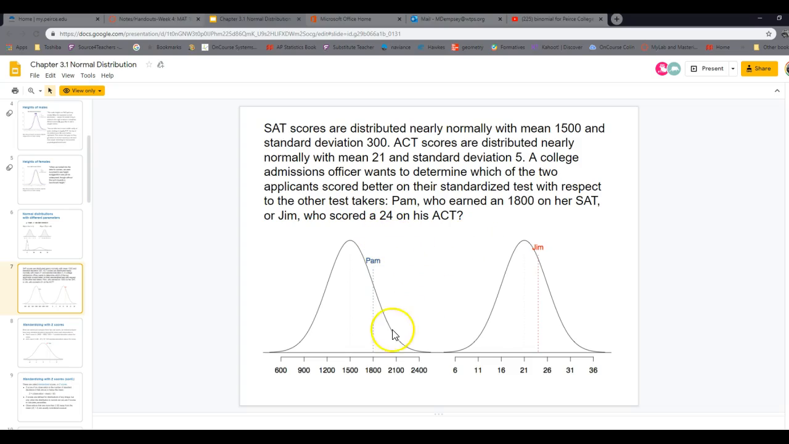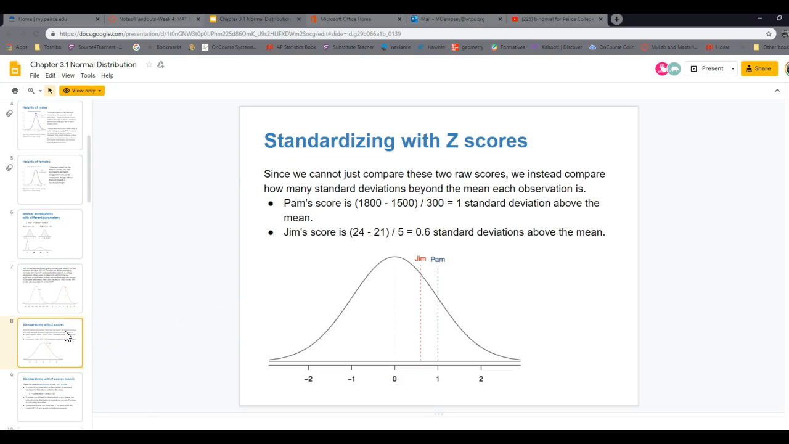Pretty good, right? Pam's also above the mean. Well, she's 300 points above the mean, but in her distribution, the standard deviation is 300. So she has a z-score of 1. She's 1 full standard deviation above the mean. Jim's not quite a standard deviation above the mean. So we would say relative to the rest of their groups, Pam did a little bit better, okay, when we standardize them. See how she lives 1 standard deviation above the mean, and Jim is 0.6 above the mean.